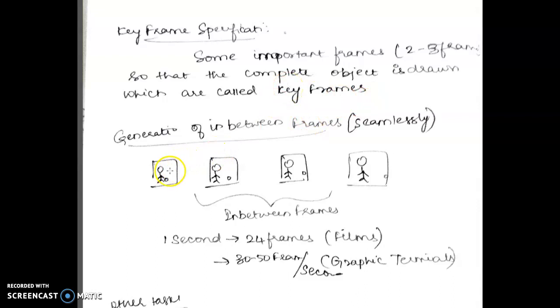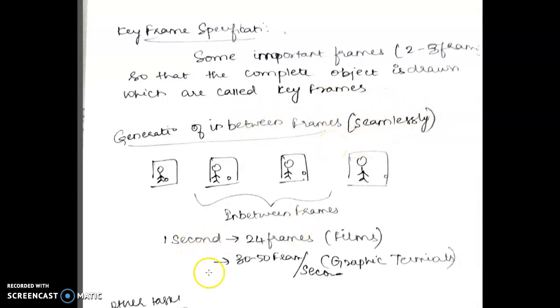For example, if you take a frame in which a man is kicking a ball, the first frame is a key frame, in which the ball is near the man's leg, and the last frame is also a key frame, in which the ball is moving away from the man's leg. These two are known as keyframes, and all the frames between the keyframes are known as in-between frames. These in-between frames are used to produce seamless movement of animation.